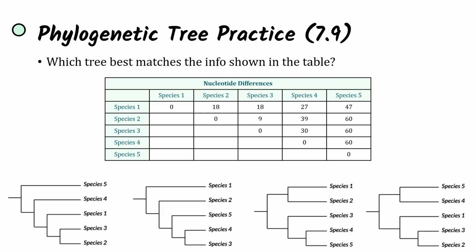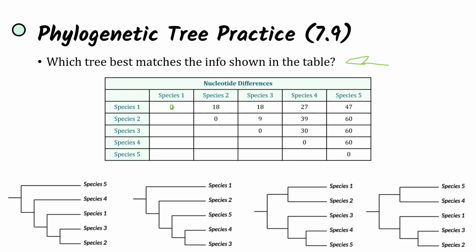So practicing with phylogenetic trees, we're looking at which tree best matches the info shown in the table. So here we see nucleotide differences between species, and obviously species 1 is going to have 0 differences with itself, so these are differences, the number of nucleotides that are different in the DNA sequence. Species 1 and species 2 have a difference of 18, species 1 and species 3 have a difference of 18, but species 2 and species 3 have a difference of 9, and so forth.